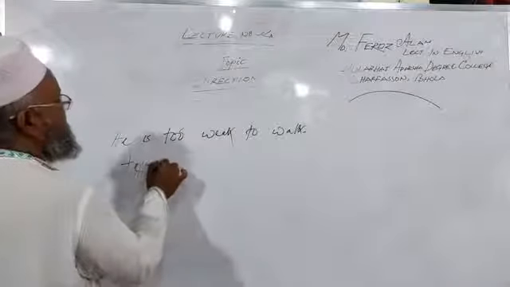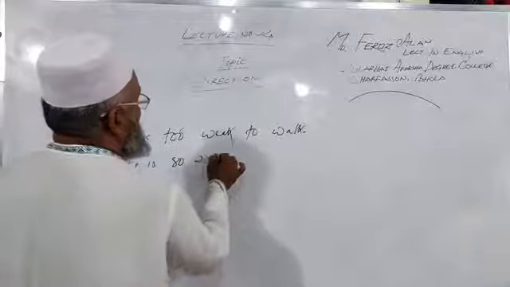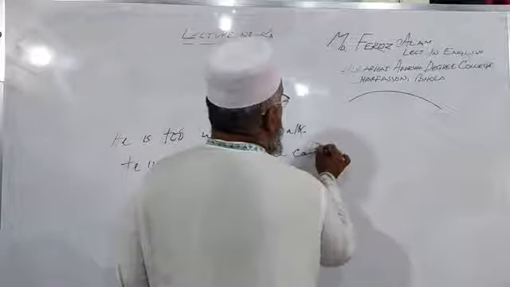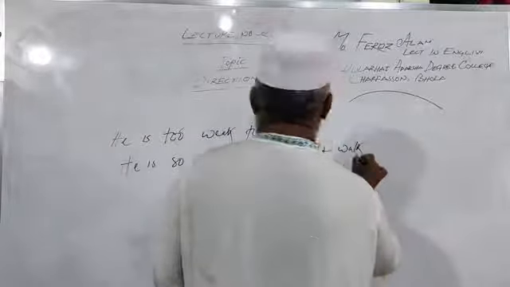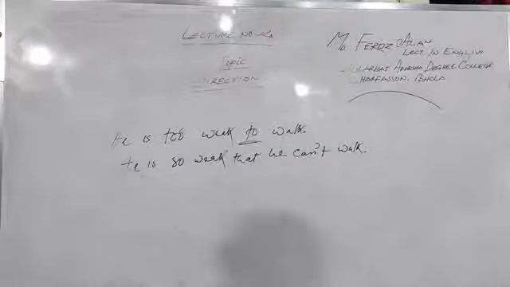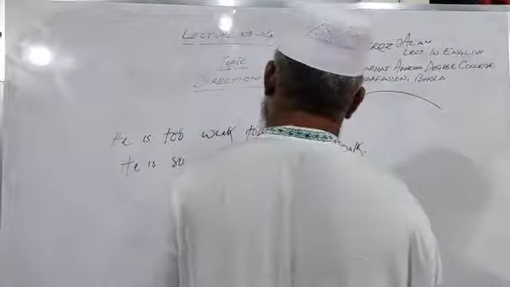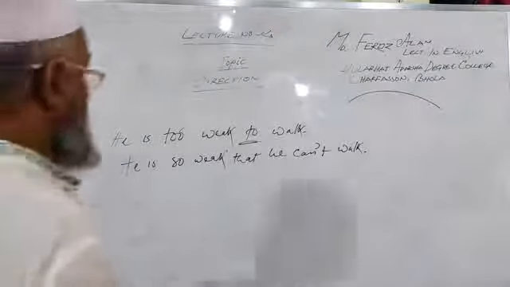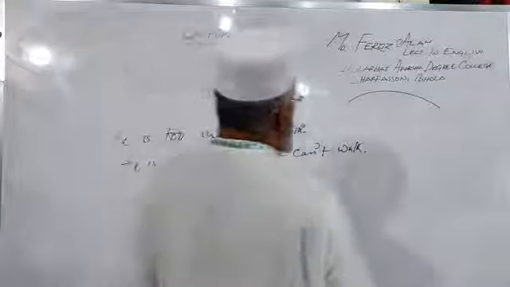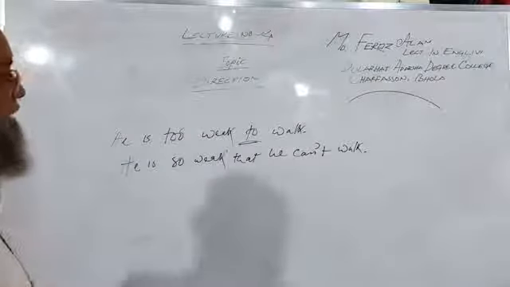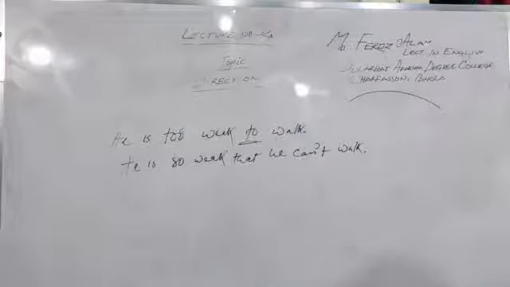He is so weak that he can't walk. Here the infinitive "to" makes a negative construction, and that is why when we make the subordinate clause, we have to make a negative sentence, with the help of can't, may not, might not, or could not, in this way.